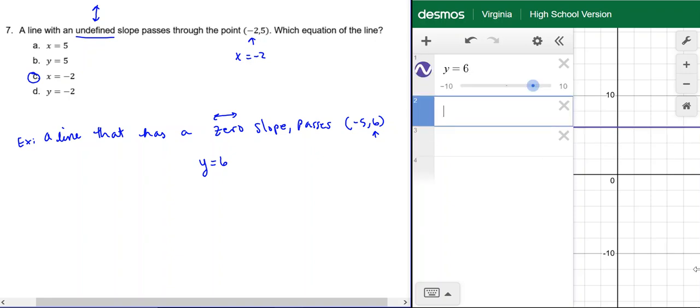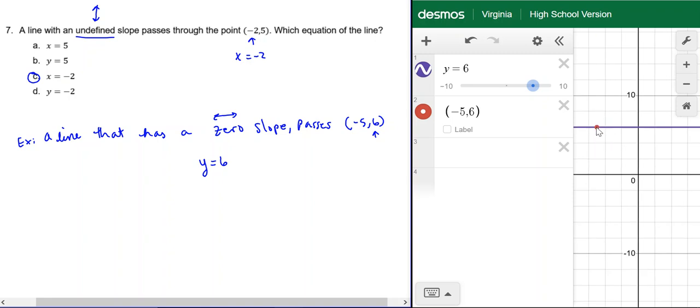So that's y equals 6, and it's going to pass through that point I just made up. See? It's going to pass through that point, and these are my answers. These are the equations. So equations have horizontal lines and vertical lines. Just have to remember: undefined slope, vertical line, x equals; 0 slope, horizontal line, y equals. Okay?